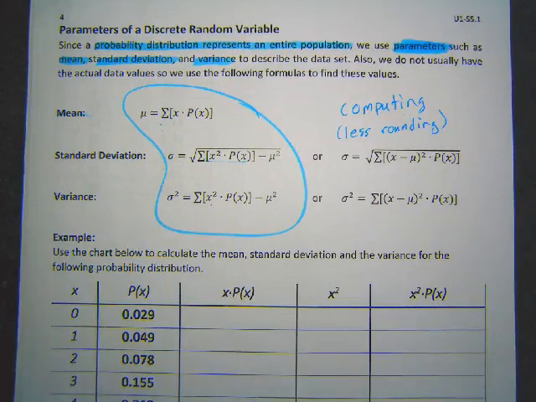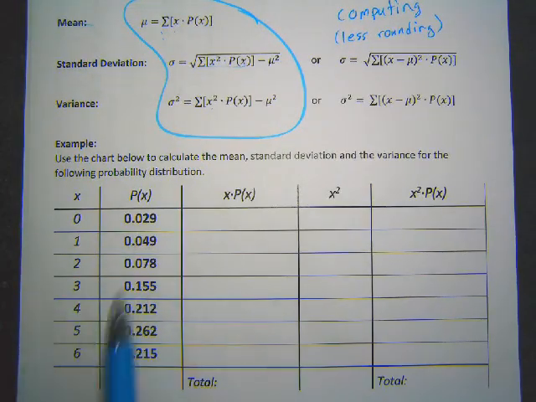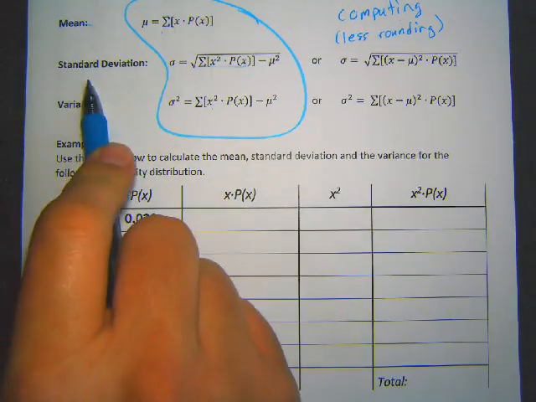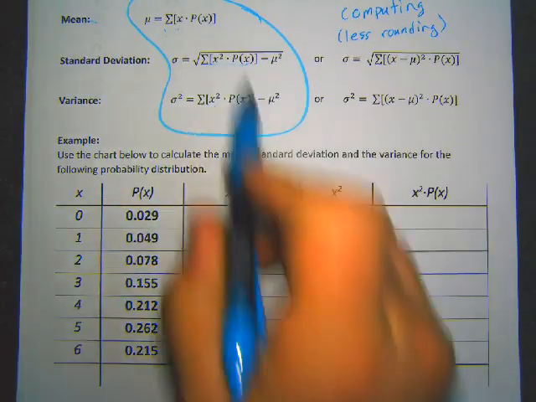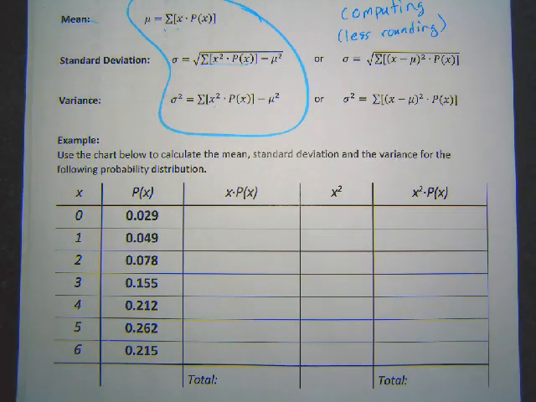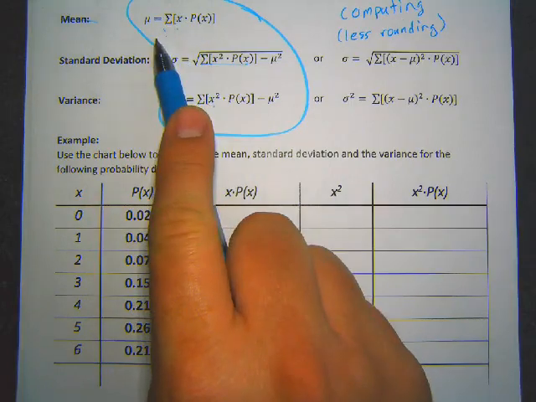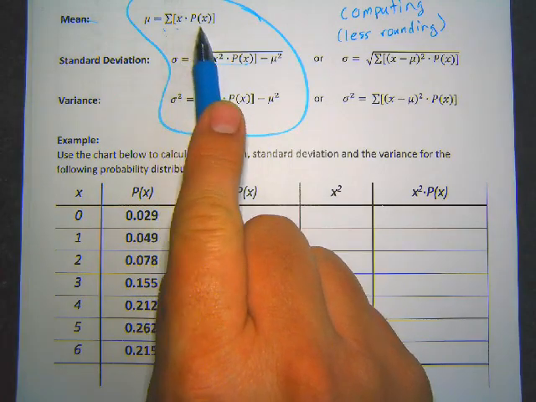So first off, we're going to take this probability distribution I have down here, and we're going to calculate the mean, the standard deviation, and the variance, so we can show you how you can use these formulas to calculate that. First one, to do the mean, we need to multiply all these values times the probabilities.